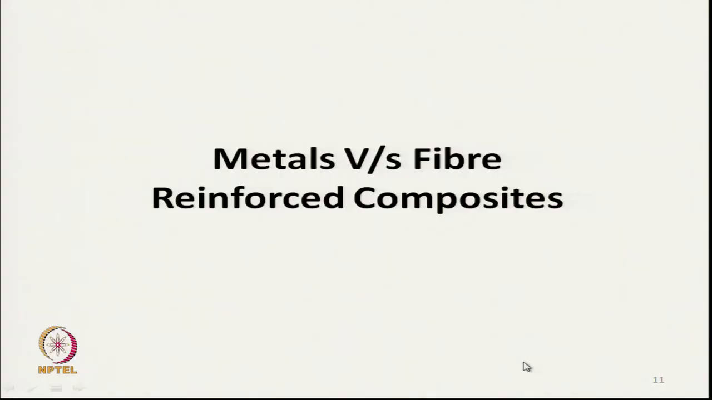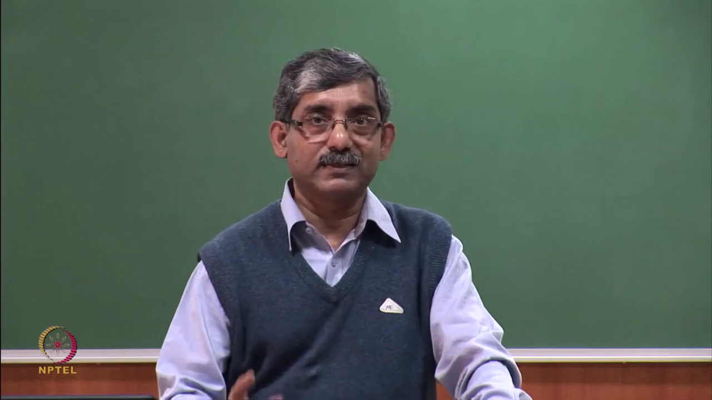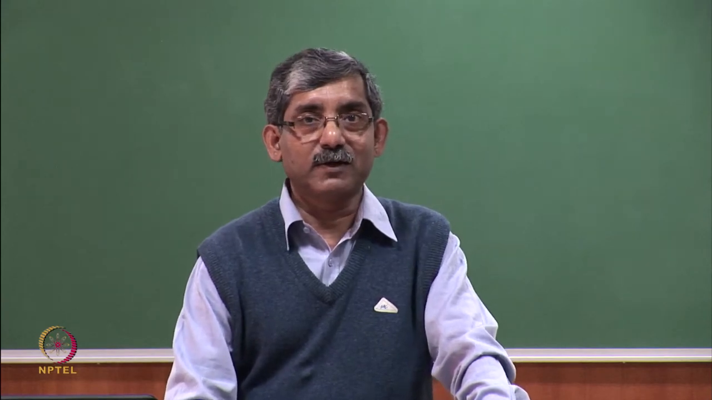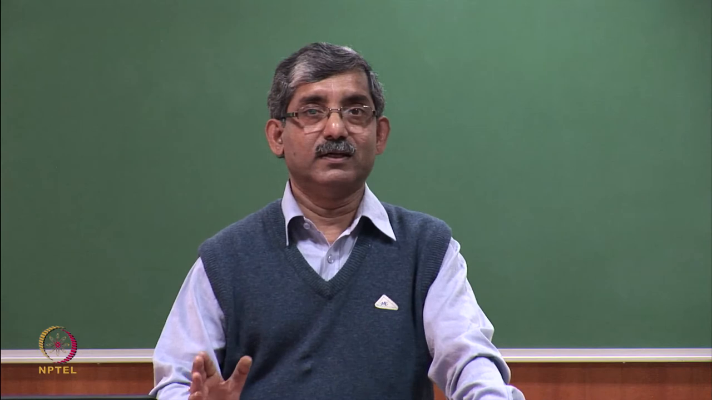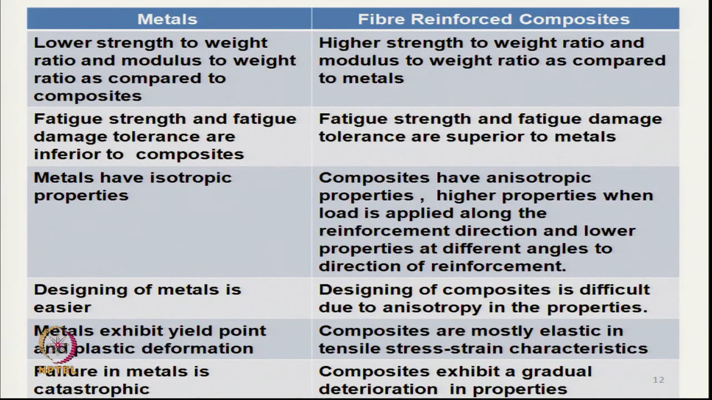Now, we will try to understand why we need to replace metals by fiber reinforced composites. If we see the difference between metals and fiber reinforced composites, we will understand the need for replacement. Metals have a lower strength to weight ratio, that is, lower specific strength and modulus to weight ratio, as compared to composites. On the other hand, fiber reinforced composites have a higher strength to weight ratio and modulus to weight ratio.